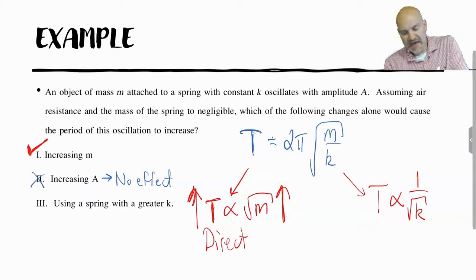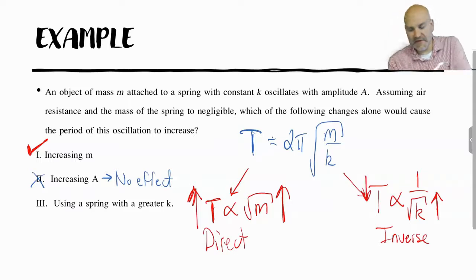And then T and K would have an inverse relationship, because if K goes up, T goes down, and vice versa. K goes down, T will go up. Let me do those in different colors. So if K went down, T would go up.